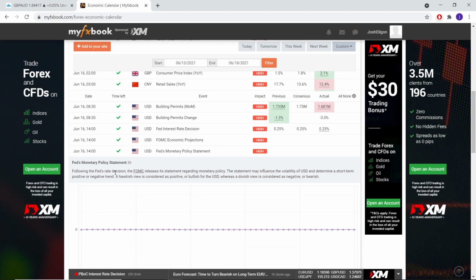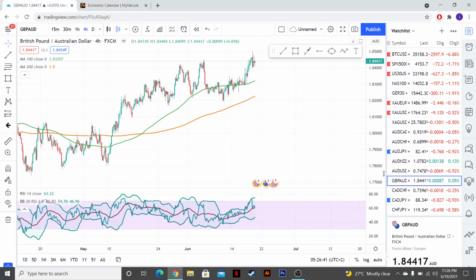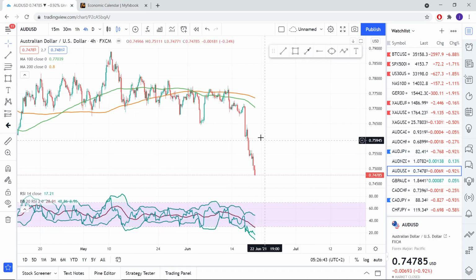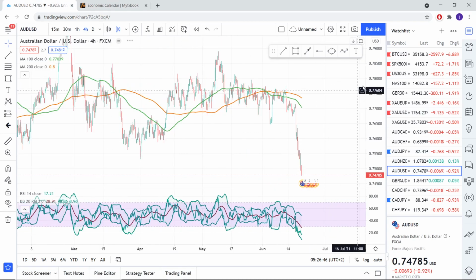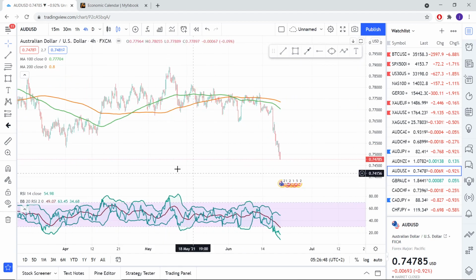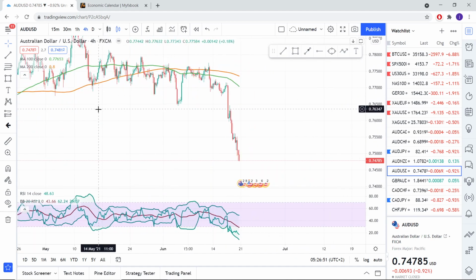This is basically the same thing. Fed rate decision, FOMC releases its statement regarding monetary policy, and that statement may influence the volatility of USD and determine a short-term positive or negative trend. A hawkish view is considered as positive or bullish for the USD, and dovish is vice versa, which is negative or bearish. So as you can see, on a lot of these USD cross pairs, we had a lot of strength for the USD, so obviously we were hawkish on that news event, right?